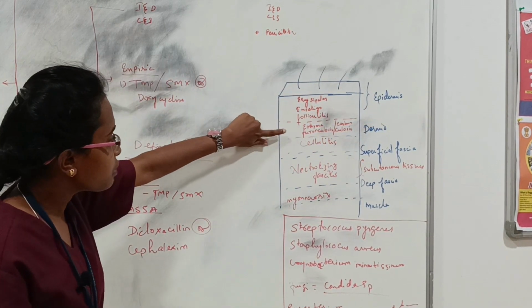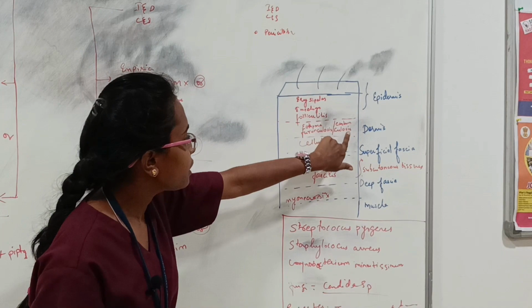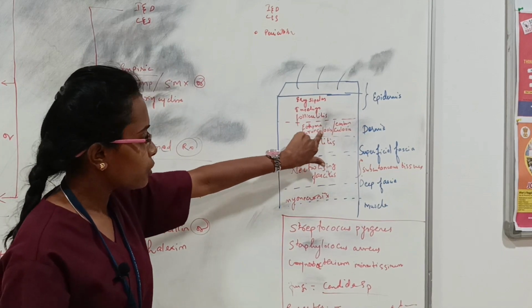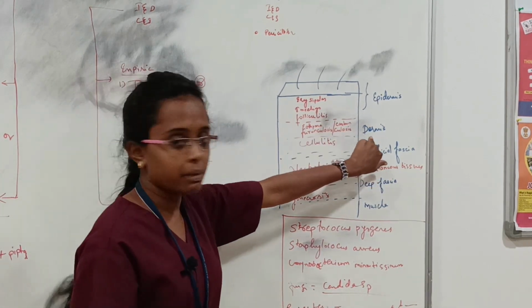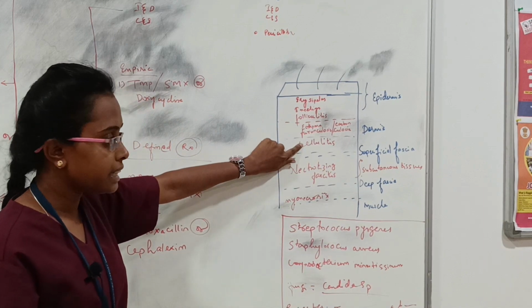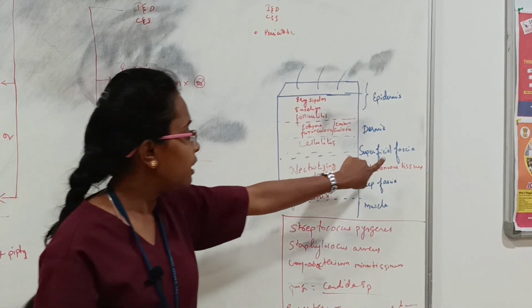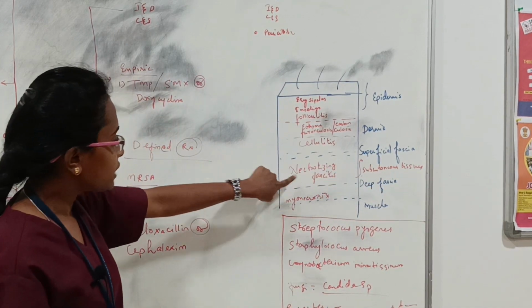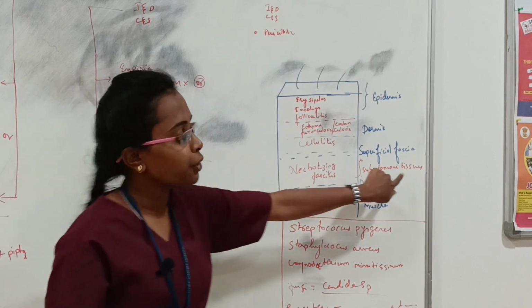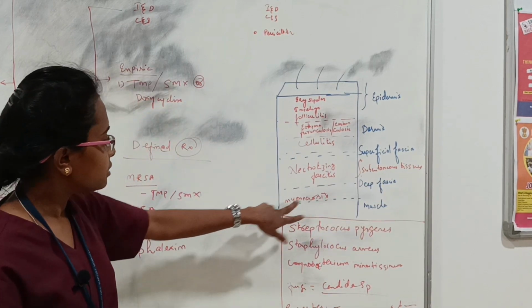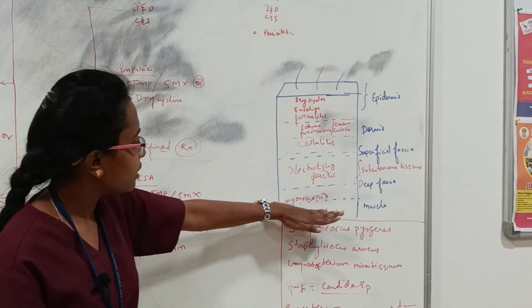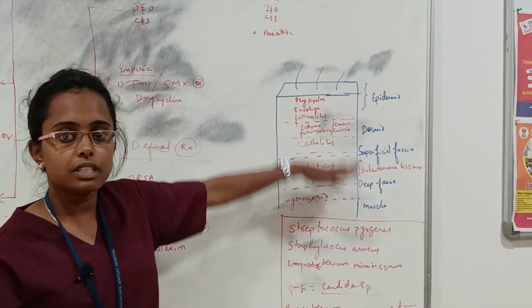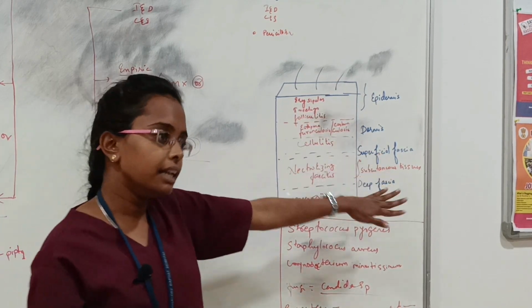Whereas ecthyma, carbunculosis, and furunculosis can occur in the dermis, whereas cellulitis occurs in the superficial fascia, and necrotizing fasciitis can occur in subcutaneous tissue, and in deep fascia myonecrosis can occur. So these are the infections, layer by layer, that can occur.